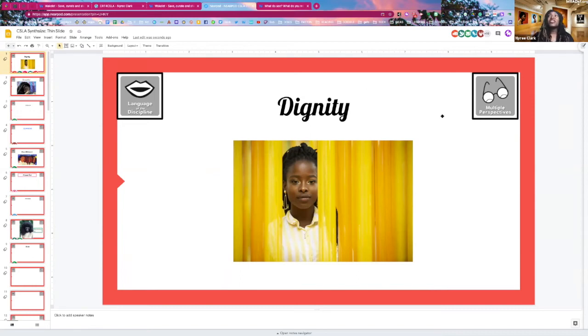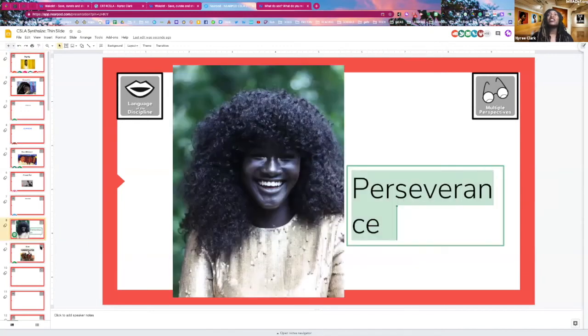Multiple perspectives, again, lets us see different viewpoints. So every student is being able to pull from their experiences to show you what that means to them. So it's going to look a little different. And then our students can have that conversation as well. So I'll give you just a few more seconds.